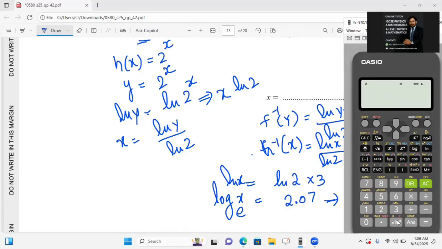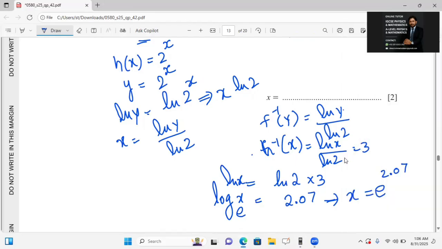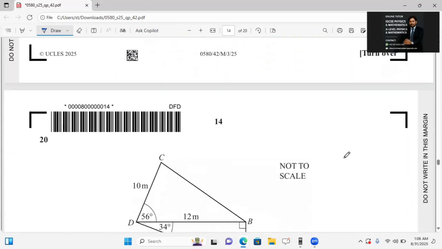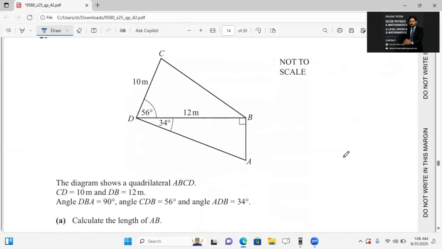e power 2.07, which is equal to 7.92, approximately equal to 8. So this is the value, how to calculate it for 2 marks. I took the long way, but it is easy if you have done the other method.